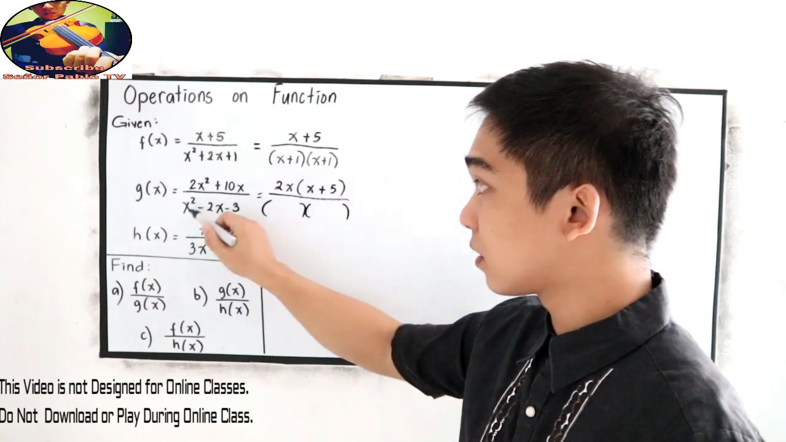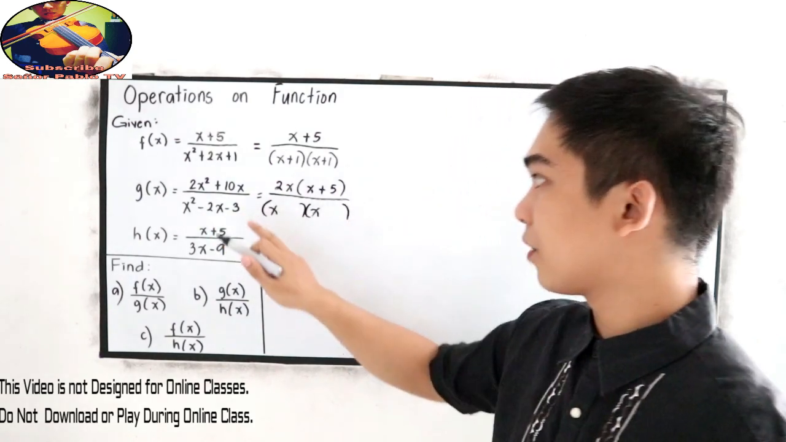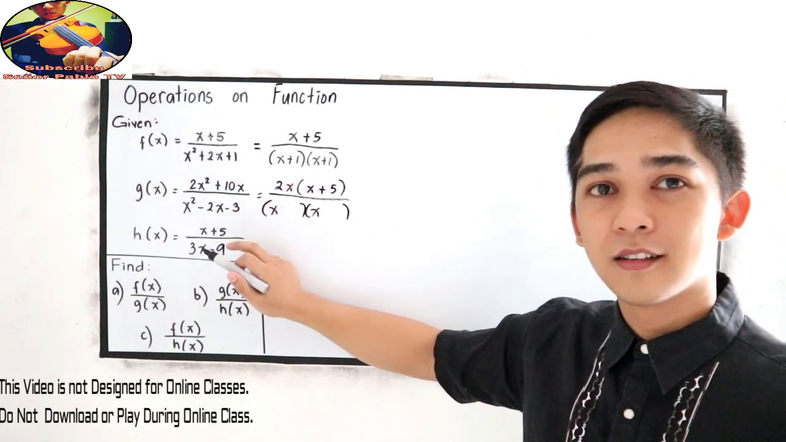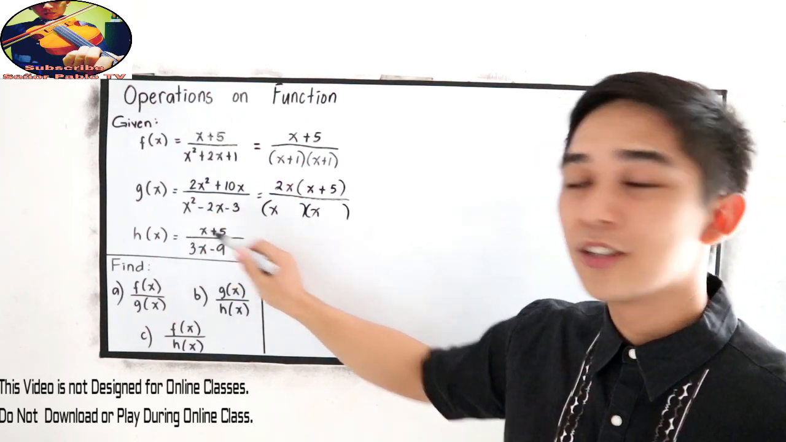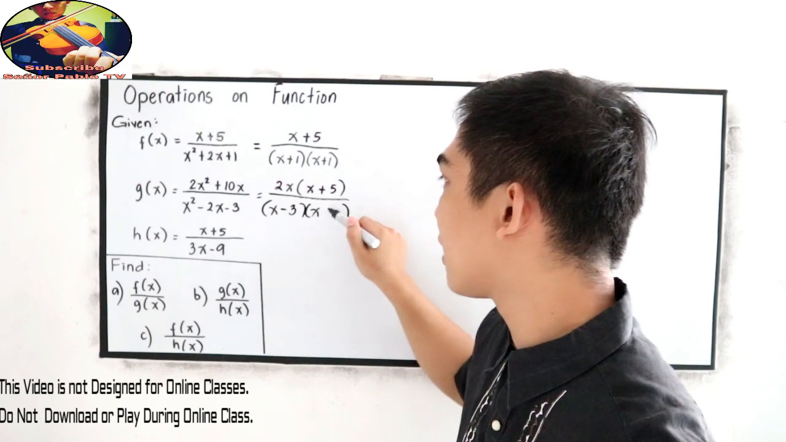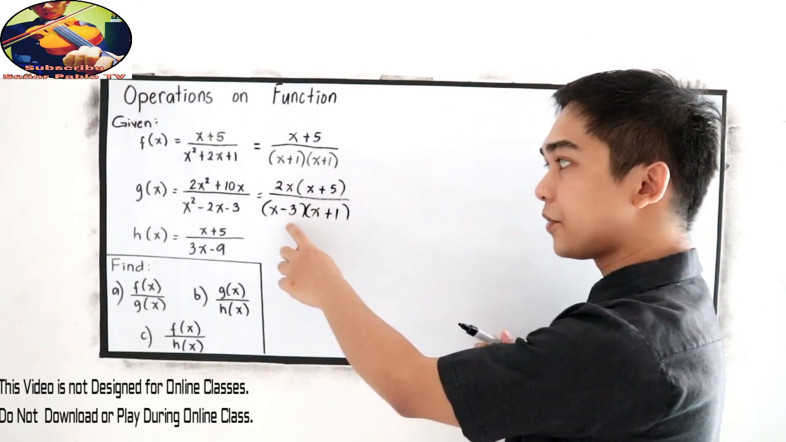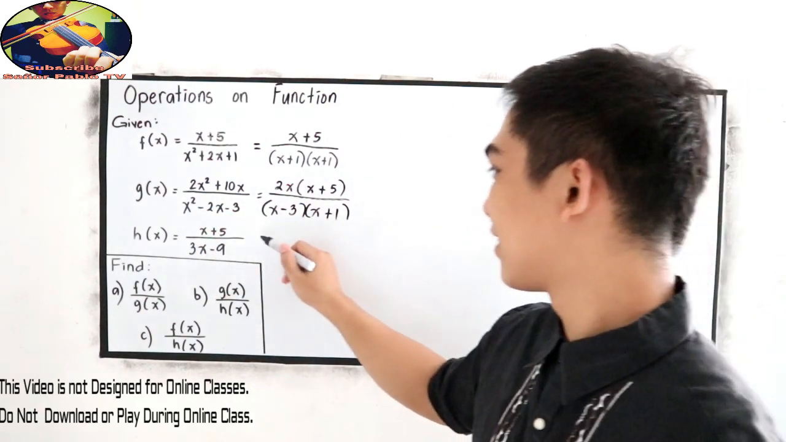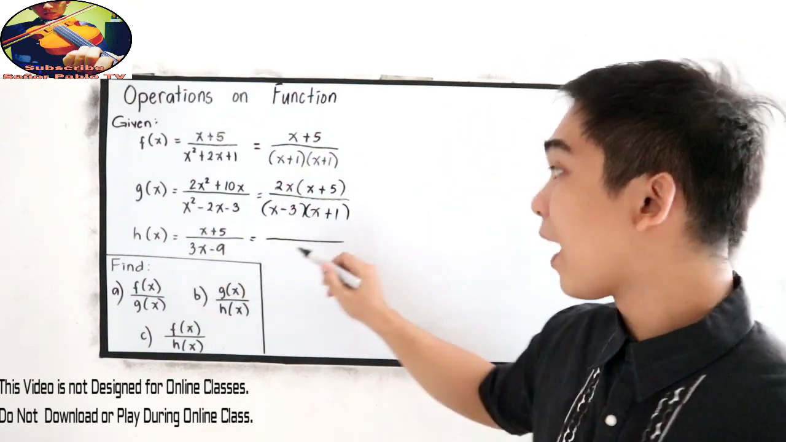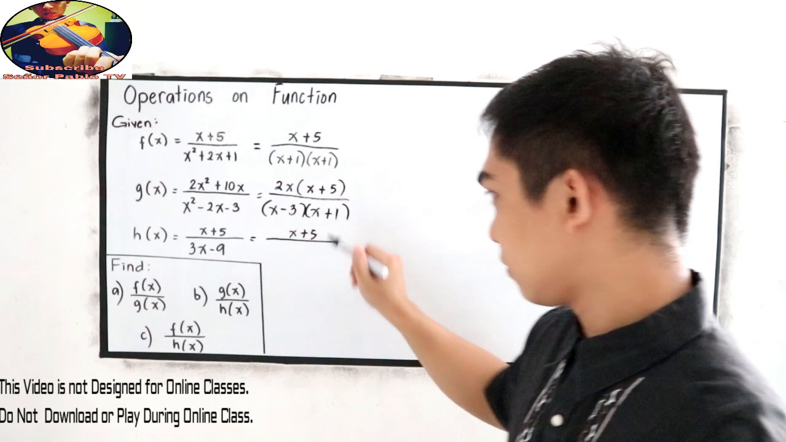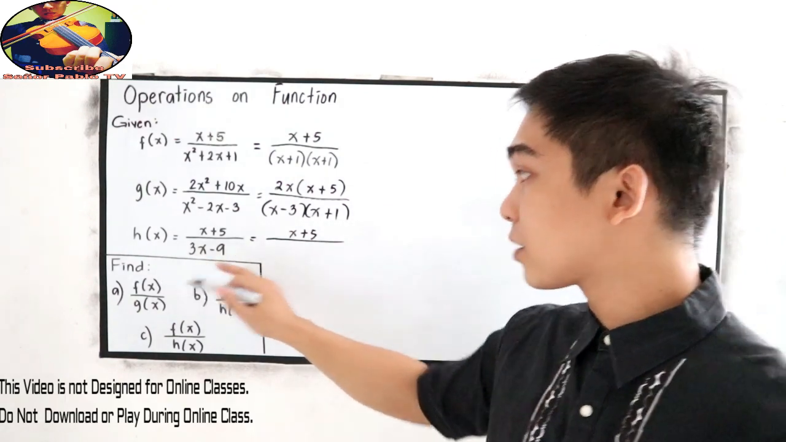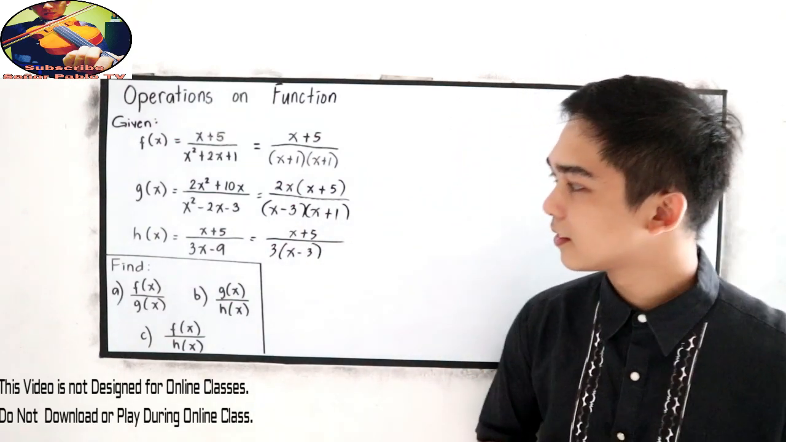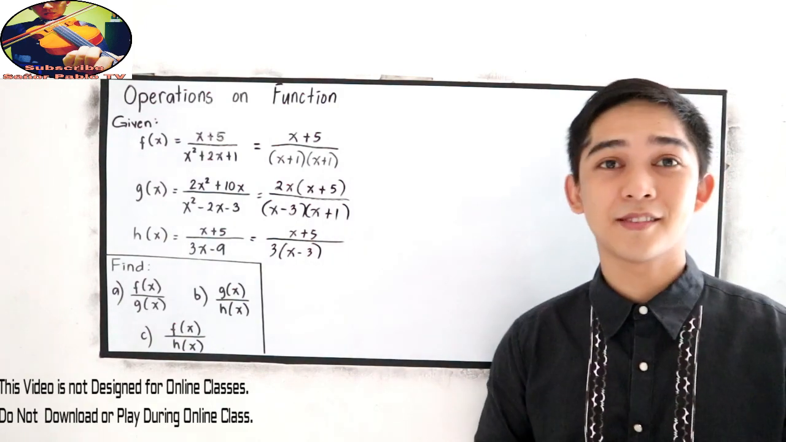So our technique is copy x and x to give us x squared. Now get the factors of negative 3. The sum must be negative 2. So that is negative 3 and positive 1. Negative 3 plus 1, that is negative 2. Next, for h of x, x plus 5, just copy x plus 5. The greatest common factor of 3x minus 9 is 3 times x minus 3. Now we can solve A, B, and C.